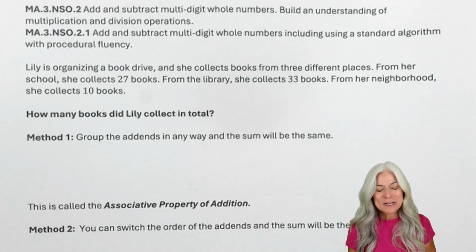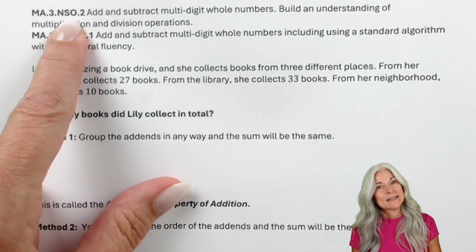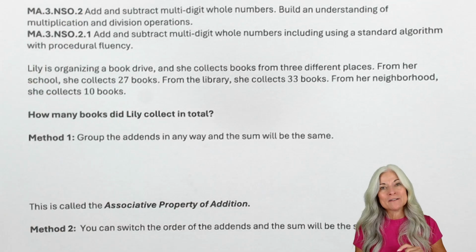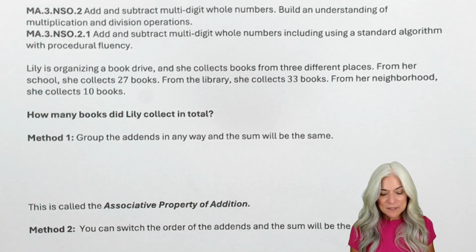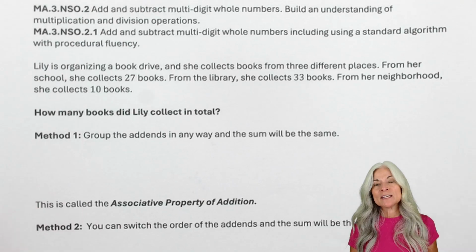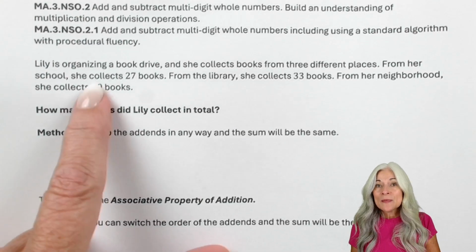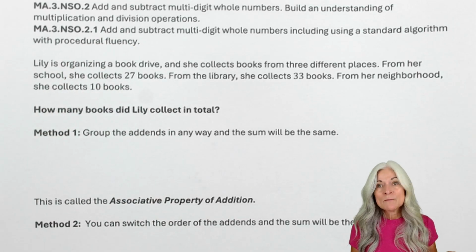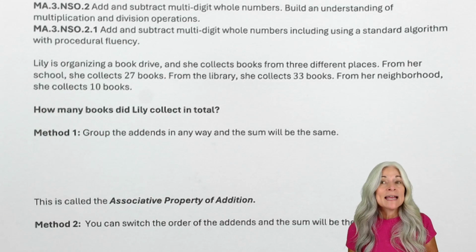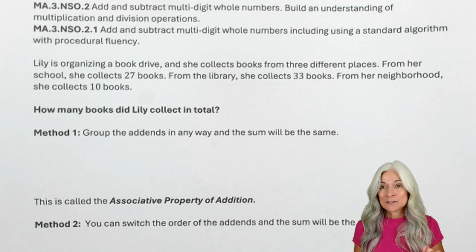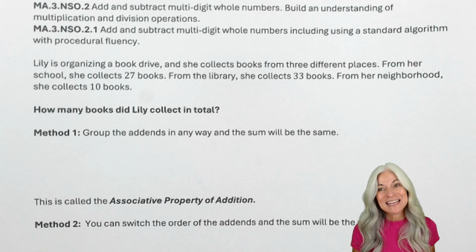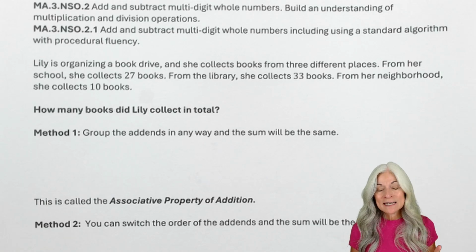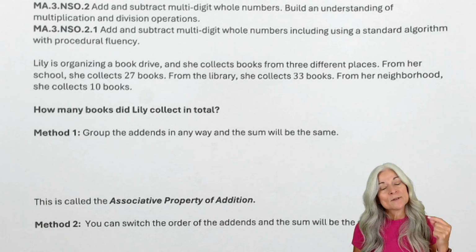If you're in Florida, you're working on math, grade 3, number sense and operation, standard 2, add and subtract multi-digit whole numbers, build an understanding of multiplication and division operations. The benchmark is 2.1, add and subtract multi-digit numbers, including using a standard algorithm with procedural fluency, which we will do later. Today, we're focusing on using addition properties to add.